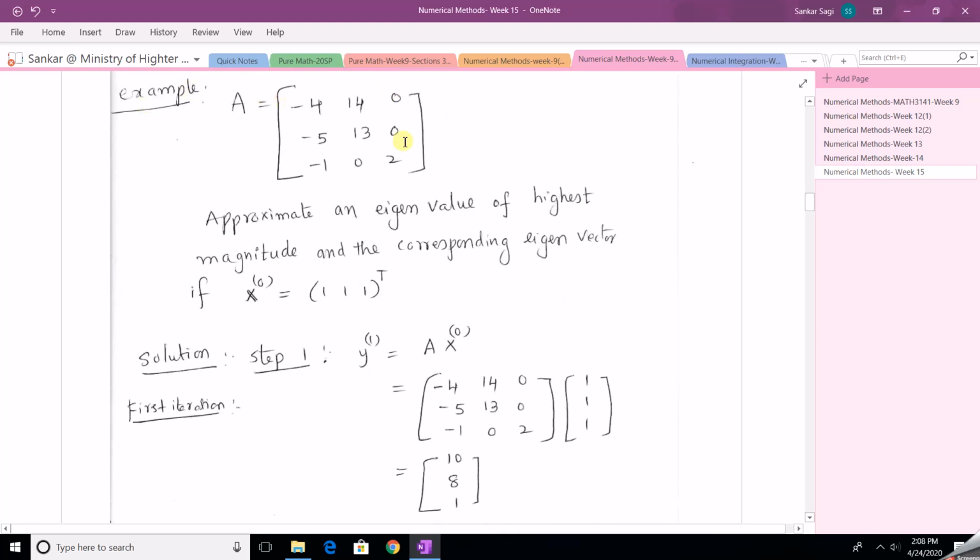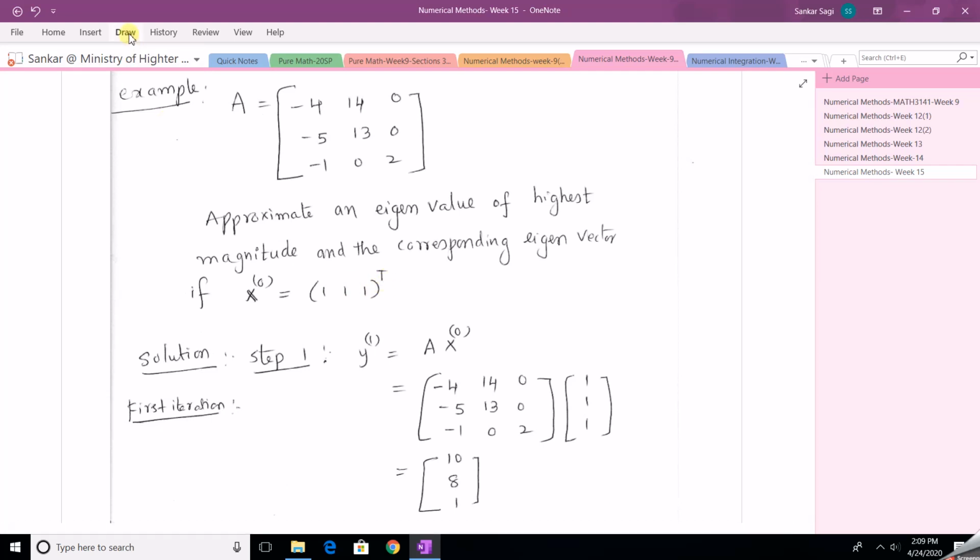A is equal to this matrix. It is a 3 by 3 matrix. So it will have 3 eigenvalues and 3 eigenvectors. But here, using the power method, approximate an eigenvalue of highest magnitude and the corresponding eigenvector. That means we are finding only one eigenvalue and the corresponding eigenvector. That eigenvalue is of highest magnitude. And here, x0 is given as (1, 1, 1) transpose, that means it is a column vector.